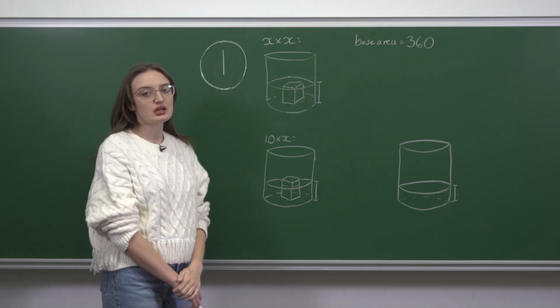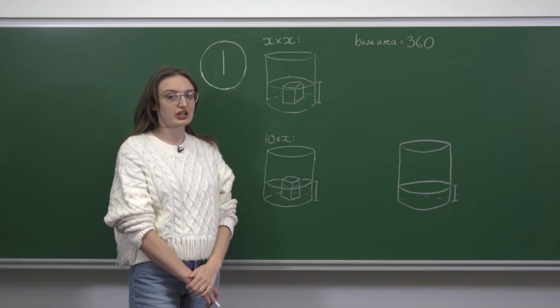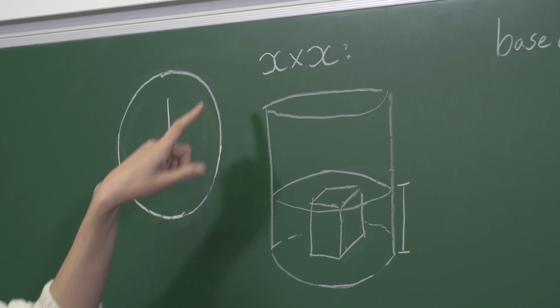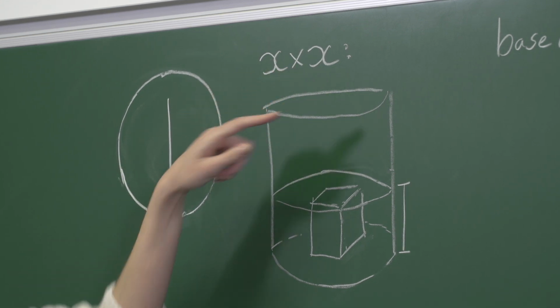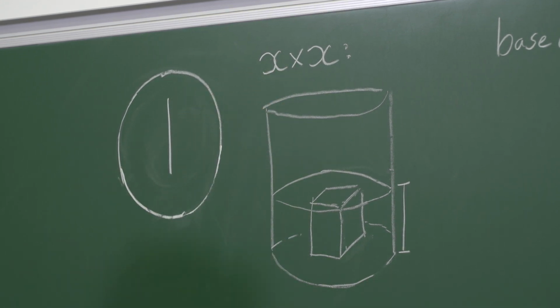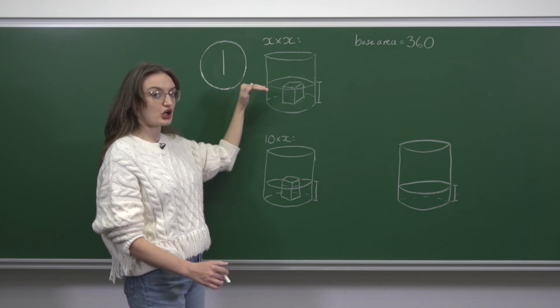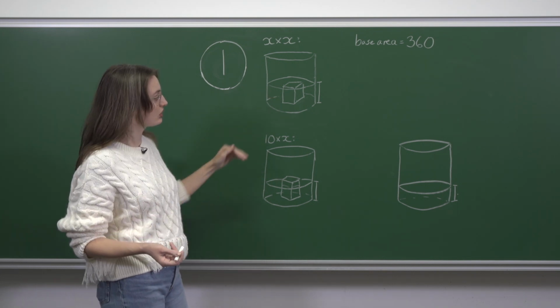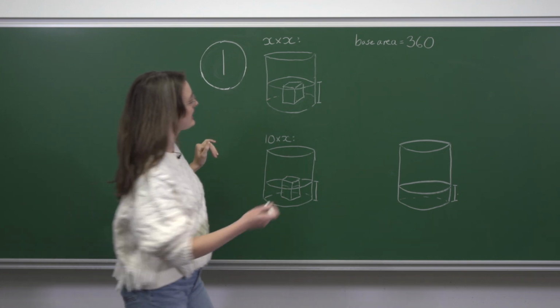In this question, a cuboid is submerged in a water tank. In the first instance, it has an x by x face downwards, and the water rises to the level of the top of the cube. We're told that the cube is 10 centimetres tall, so the depth of the water here is 10.